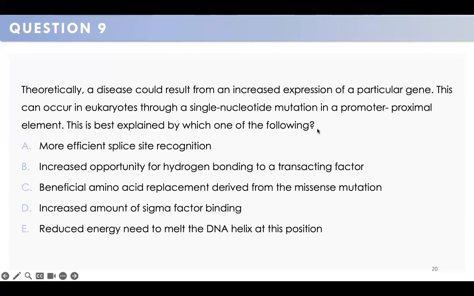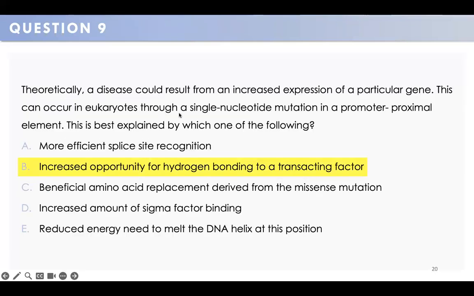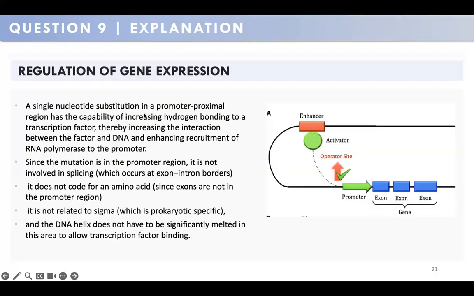Increased opportunity for hydrogen bonding to a transcription factor or a trans-acting factor. So why is that? Because going to the regulation of gene expression, when we have a single nucleotide substitution in a promoter region that causes an increase in gene expression, it is basically because of increased binding of an activator or a transcription factor to an enhancer or a promoter region. This will lead to an increase in gene expression.